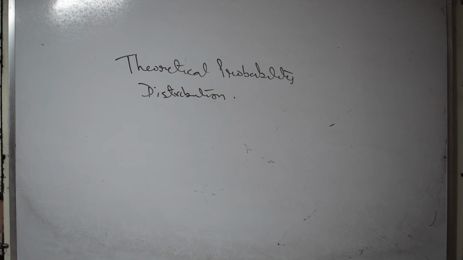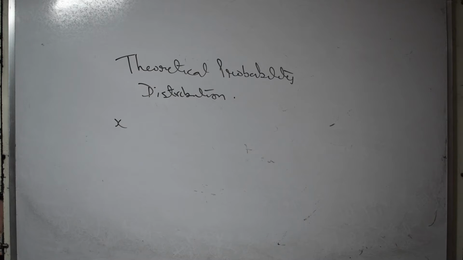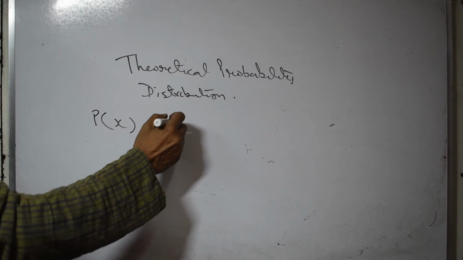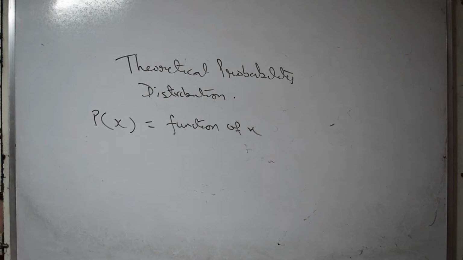Today we are going to discuss a statistics topic, a little bit advanced concept here. It is theoretical probability distribution. I want to discuss the basic idea of theoretical probability distribution, what we need normally. If x is a variable whose probabilities are calculated with the help of some function, then we consider probability of x as a function of x. That means in order to know the probability of x, we have a function.